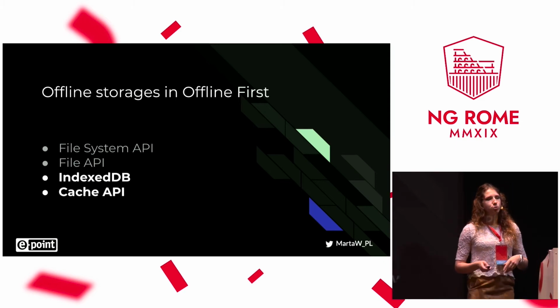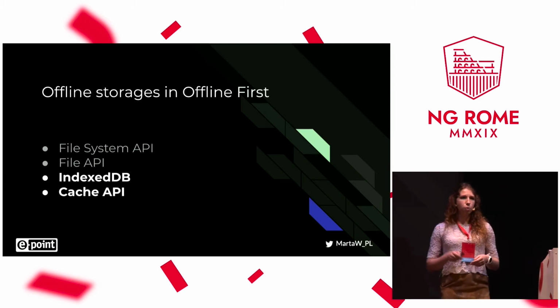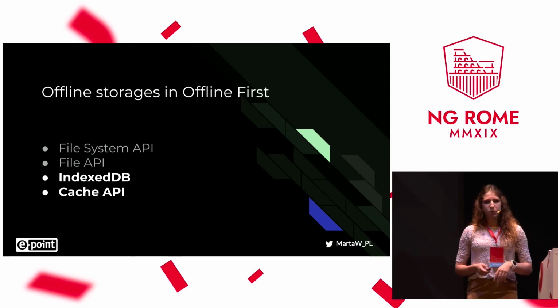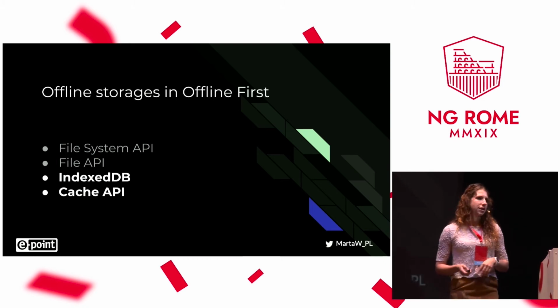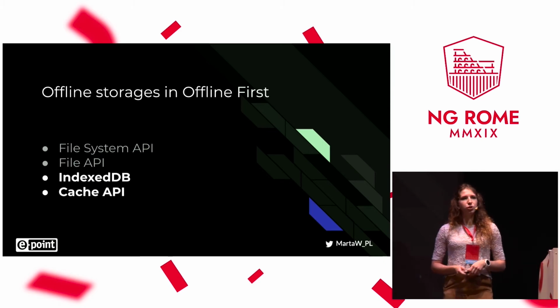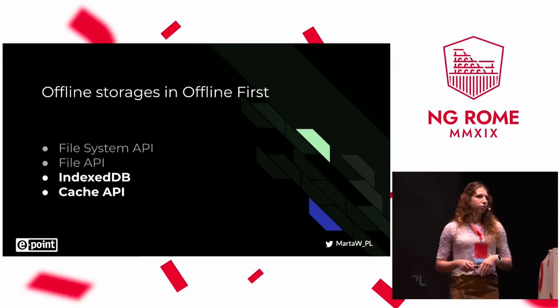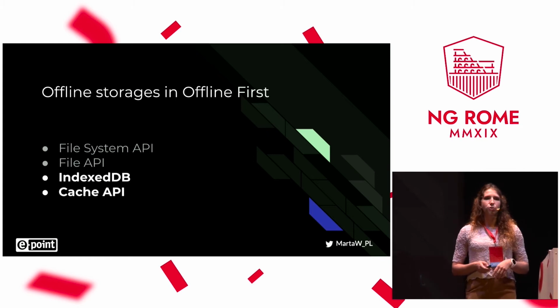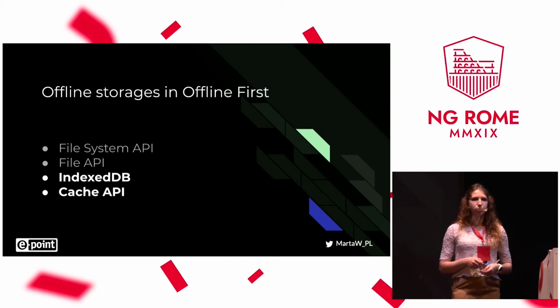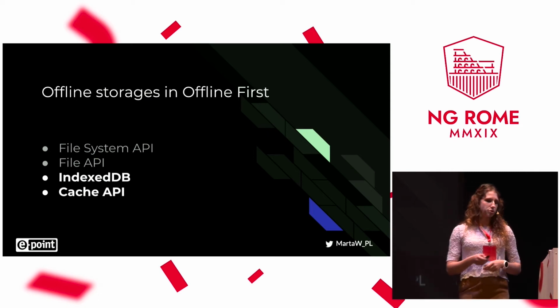Cache API allows you to store pairs of response and requests that represent HTTP responses and HTTP requests. But from a practical perspective, it can contain any type of data that can be transferred over HTTP. And what we do in offline first is that all network resources that are necessary to load your app while it's offline, we store in Cache API. But for other data, we use IndexedDB.